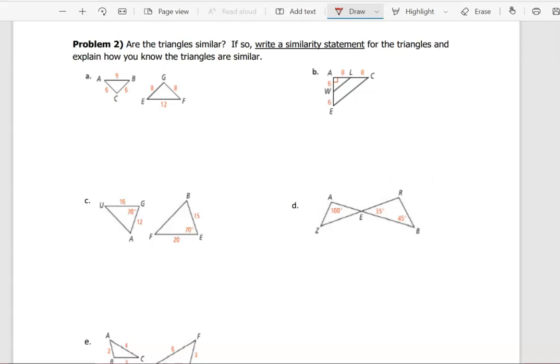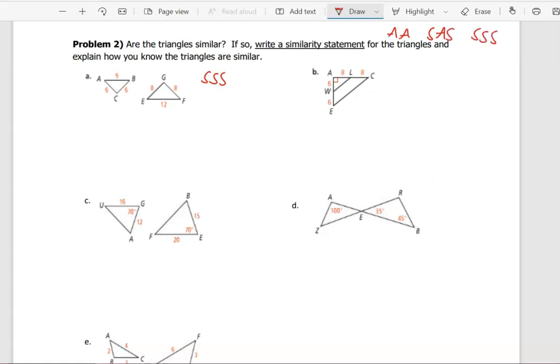Okay, so if I look at A, all I see are about 3 sides. So hopefully I'm going to be able to use side, side, side. That's how we narrow it down. That's the first step you want to do. Which shortcut could I potentially use? And there's really only going to be one.